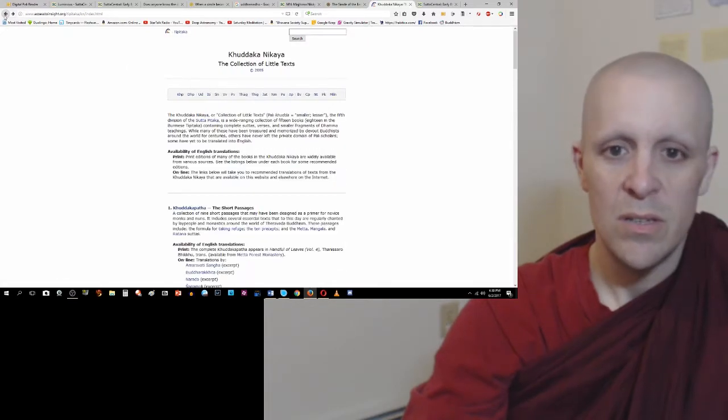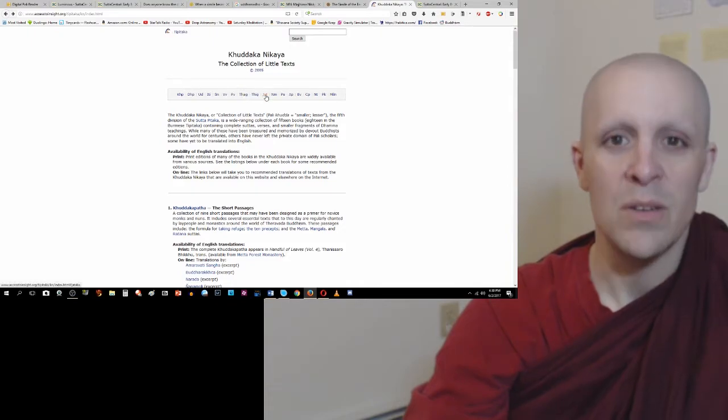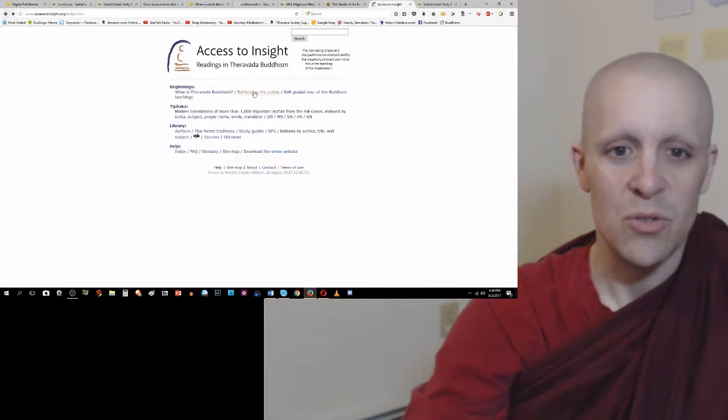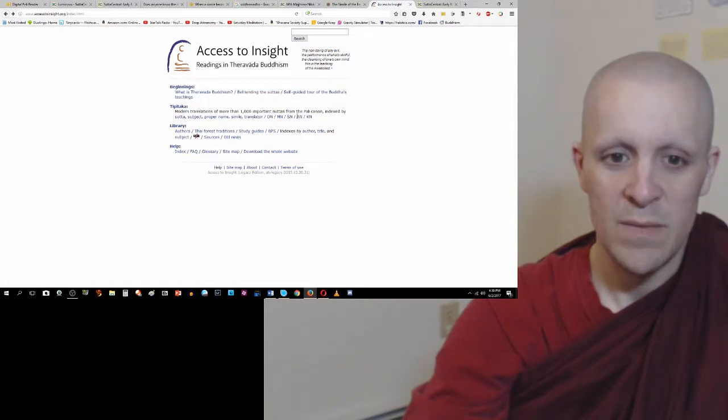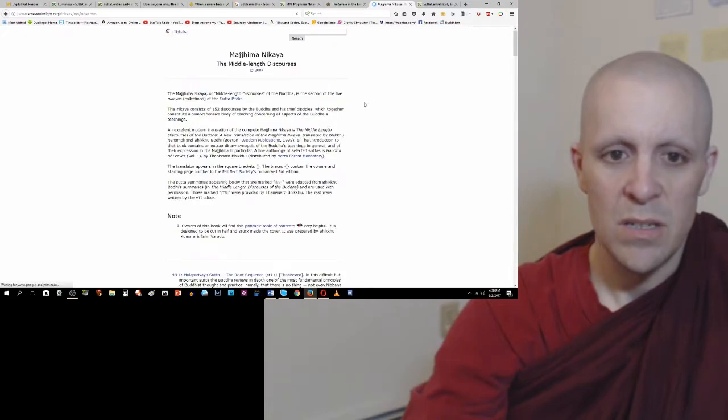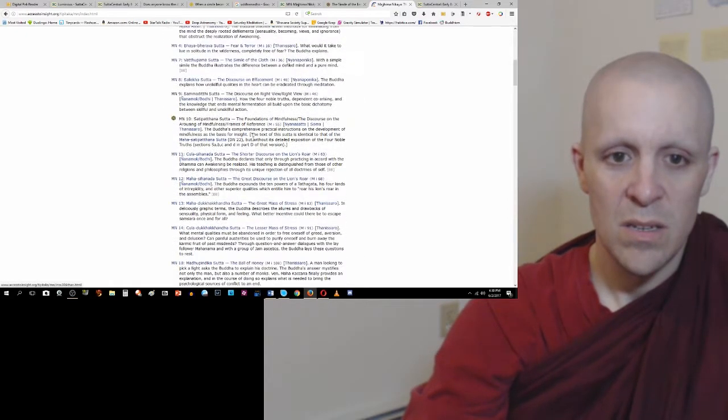And Therigatha, there we go. So those are, I'm not too familiar with a lot of what these others are. I guess these are Jatakas right here, the traditional stories of the Buddha's former lives. So let's go to a sutta here.